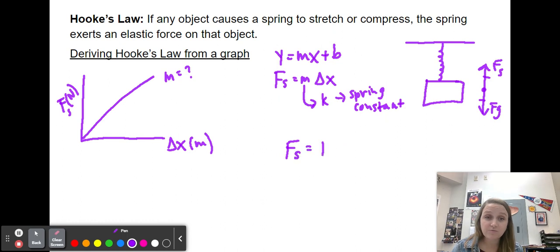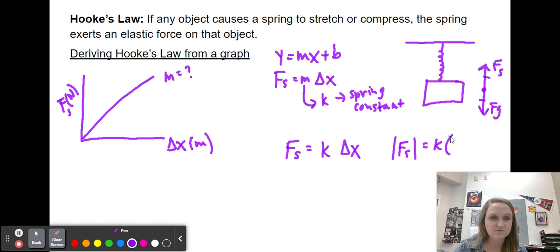Hooke's law is the spring force is equal to k times delta x. Now you might see on the equation sheet that there are absolute value signs around this, because if we were to compress it or stretch it, you decide the direction based on which way it naturally wants to restore. So if we're just looking at the magnitude, we put the absolute value bars around it. If we want to figure out the direction, just draw your force diagram. Like in this situation, I would see that my spring force was up.